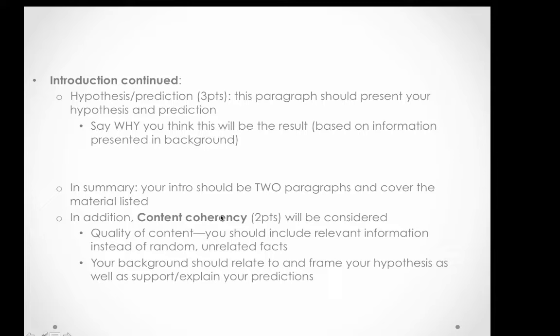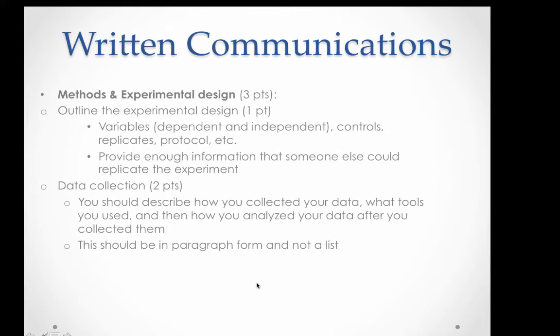In addition to the content, we are going to be looking at these 2 paragraphs for coherency. Quality of content: it should be relevant, not random, unrelated facts. And then the background is going to be leading in, like I said, to your research question, and it should frame your hypothesis and prediction. Next, you're going to have a section on materials and methods. This should include your experimental design.